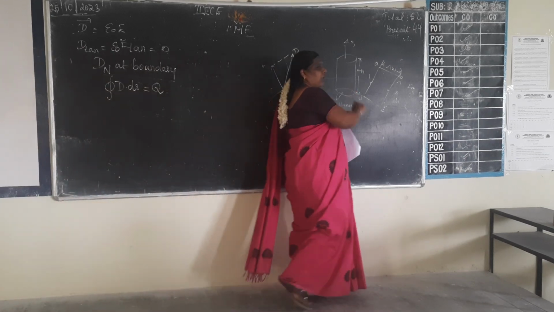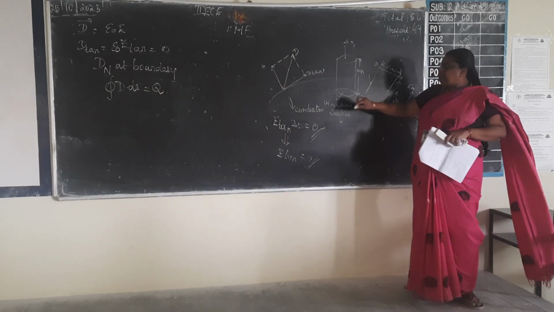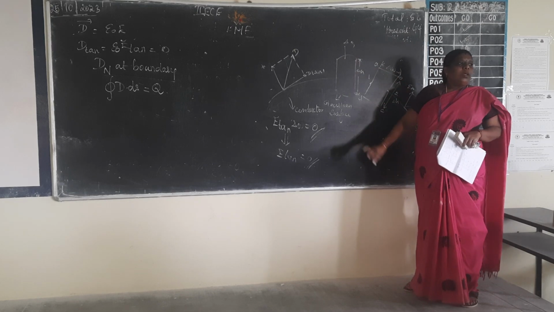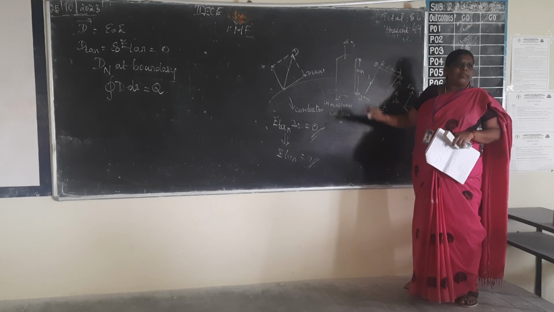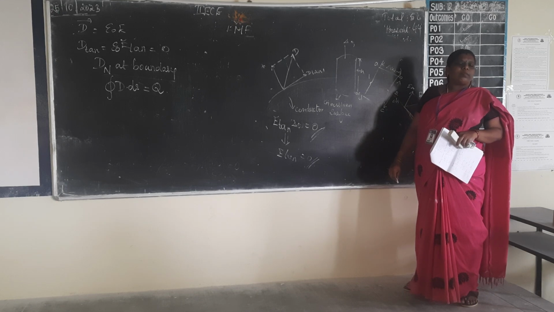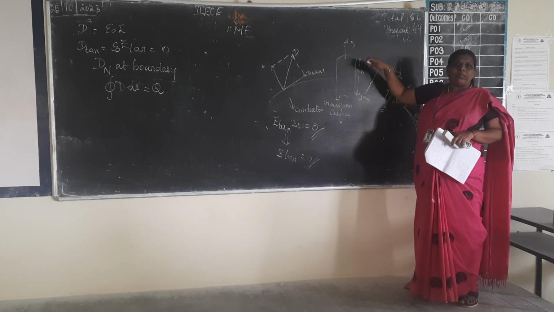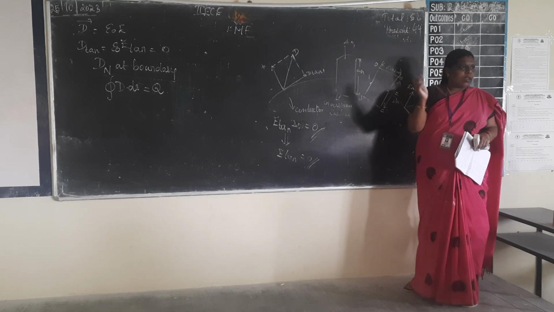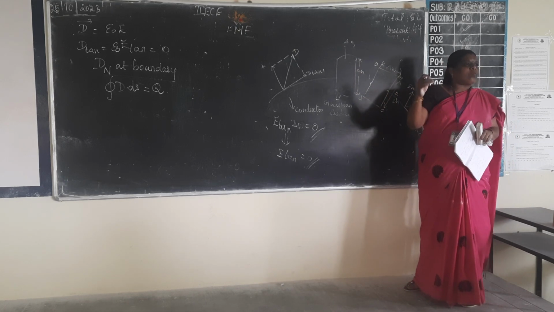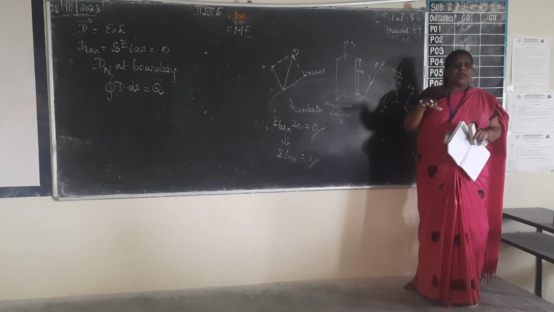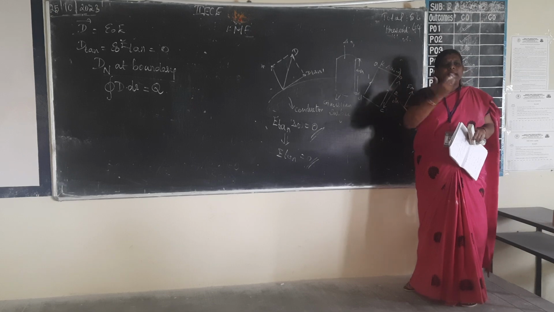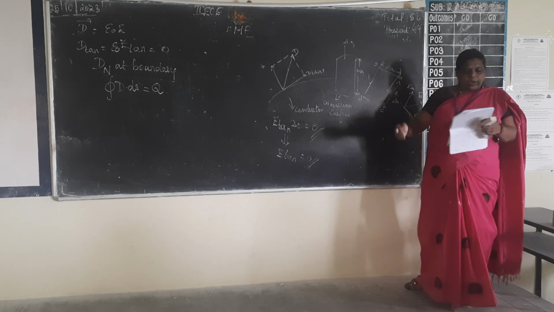Right? So first, for Gauss law to be applied, I am going to consider a Gaussian surface. So this is the Gaussian surface I am going to consider. What are the areas that will be occupying your Gaussian surface? The top surface, the bottom surface and the lateral surface. Okay, so take it out.